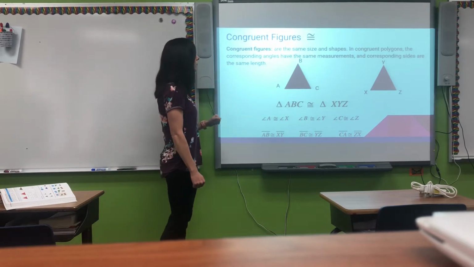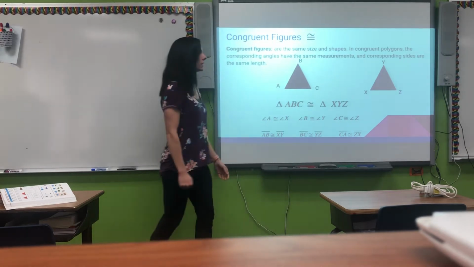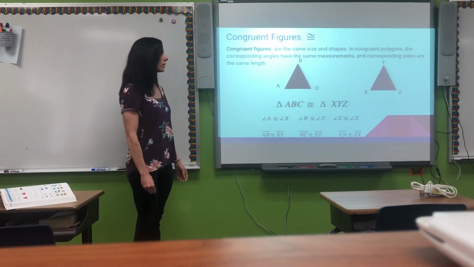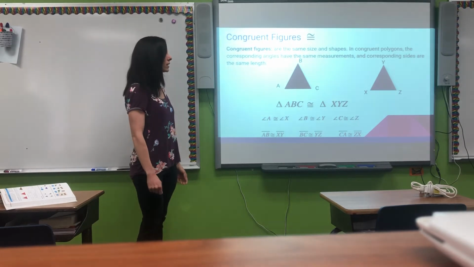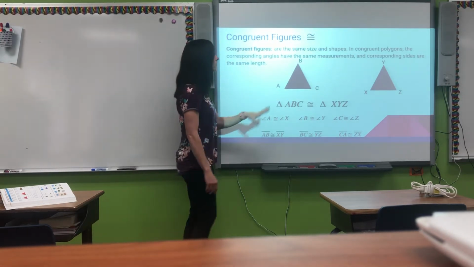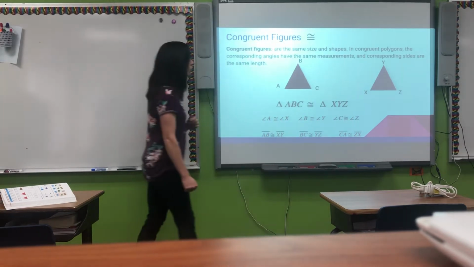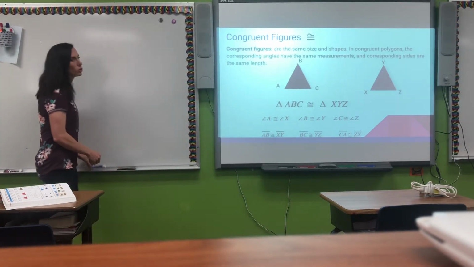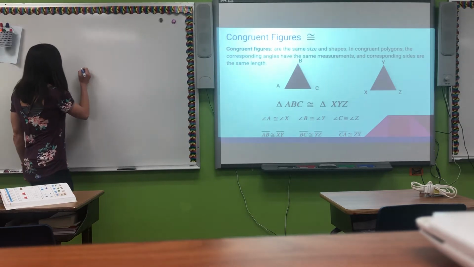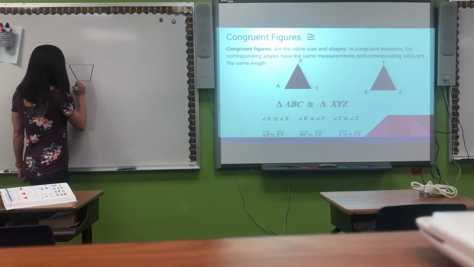So since congruent means the same, congruent figures are the same size and shape. In congruent polygons, the corresponding angles have the same measurement and corresponding sides are the same length. So here's what I'm talking about when I say corresponding sides. It's like this side over here is the same as this side over here. And I want to show you a little something about that, because sometimes, and I will do this here in the next couple slides, they might kind of flip the figures around.